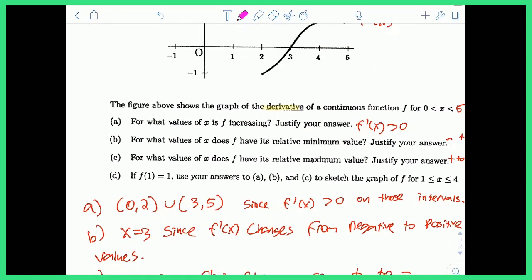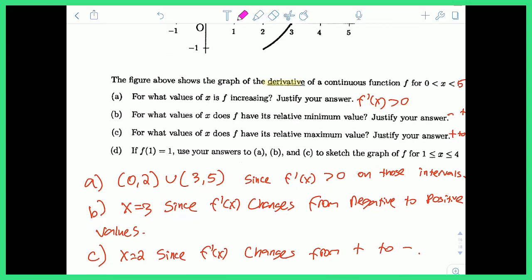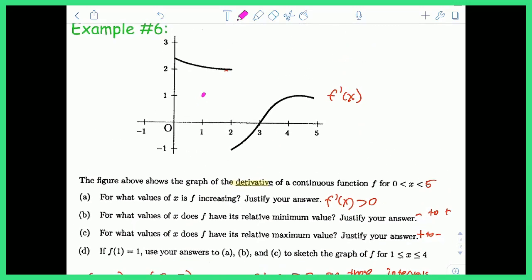So in part A, I said from 0 to 2 and from 3 to 5, the original is increasing. I also said in part B that x equals 3 is a relative min. And I said in part C, x equals 2 is a relative max. So x equals 3 is a relative min. I'm going to just draw like a happy face. And x equals 2 is a relative max. I'm going to draw like a sad face.